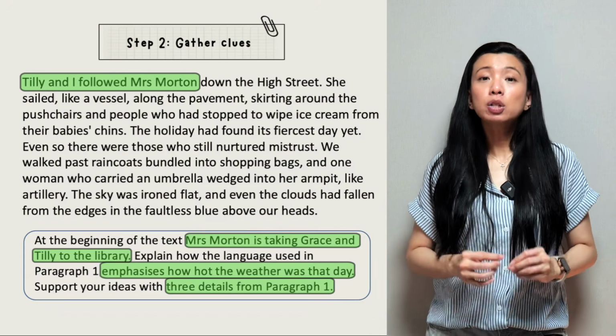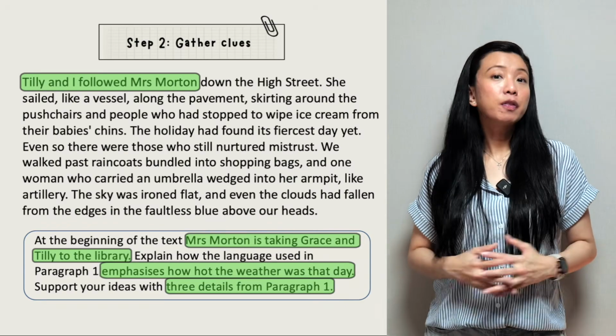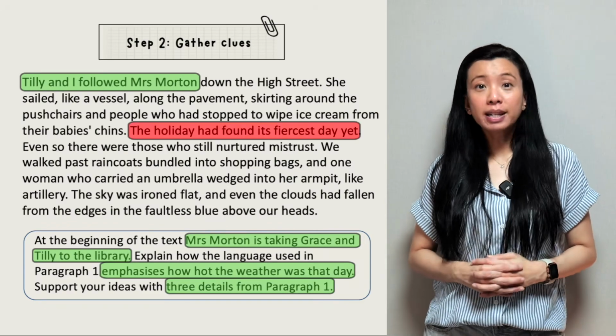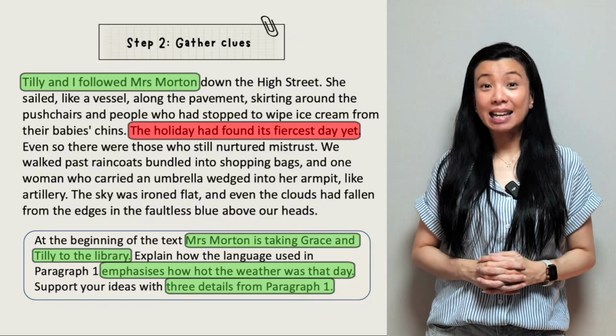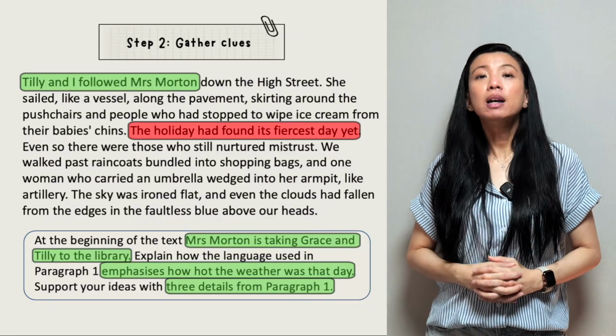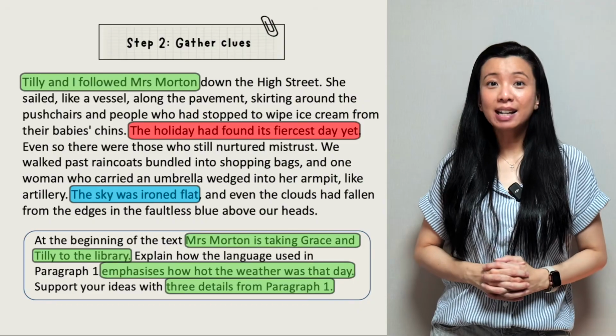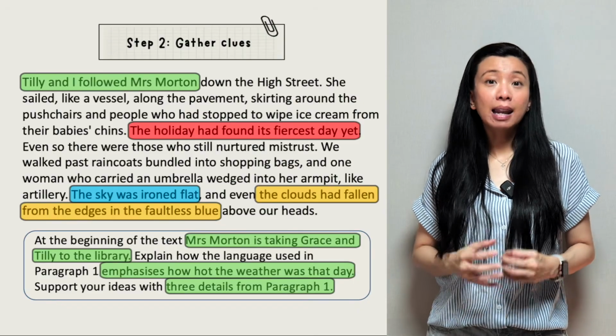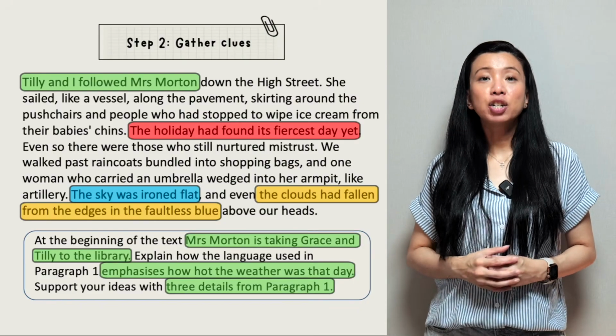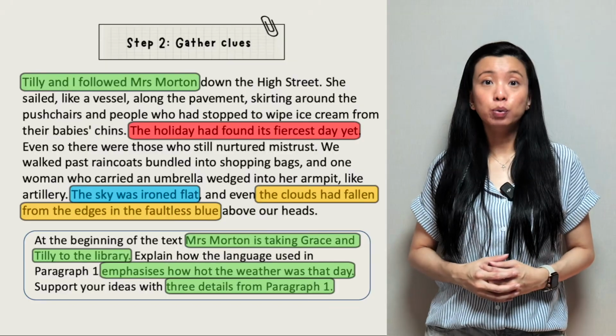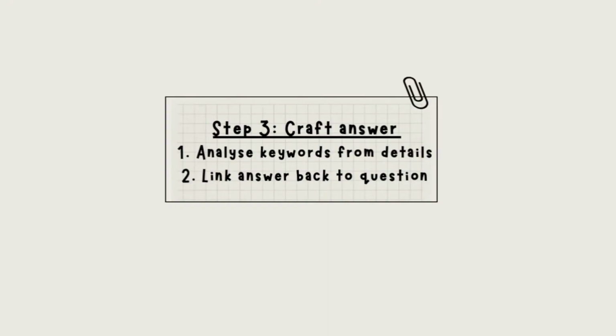Okay, so now let's look for the 3 details. The first one that I have found is the holiday had found its fiercest day yet. The second one, the sky was ironed flat. And the third one, the clouds had fallen from the edges in the faultless blue. Okay, so now that we've picked out our details, let's craft our answer.